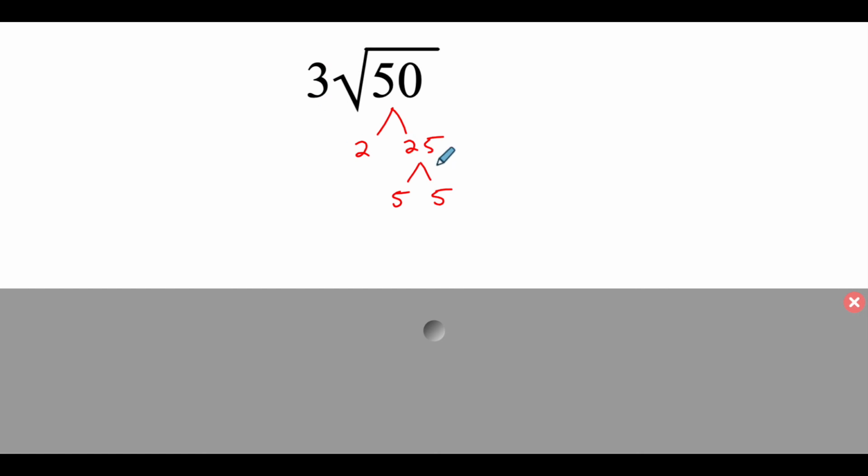Now, don't forget, we have this 3 out in front, so I'm going to copy down the 3 first. Now, I see that we have a pair of 5's right here, so we're going to take that 5 out of the radical, and we're going to multiply it by that 3 that was already out in front. This 2 doesn't have any pair, so it stays underneath the radical. Multiplying the 3 times the 5 that are out in the front, we're going to get 15, and we're going to leave that square root of 2 attached to it. So 3 square root of 50 simplifies down into 15 square root of 2.